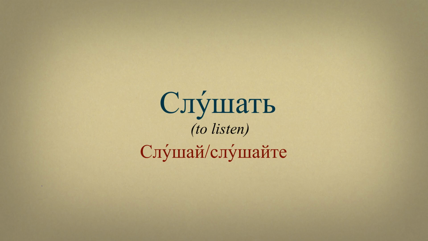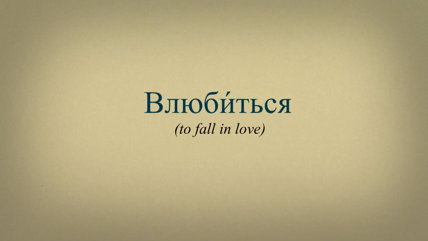And the last verb. Влюбиться. The imperative form is влюбись, влюбитесь. It's the perfective reflexive verb. The future stem in a verb влюбятся ends in a consonant b. That's why we added these endings.